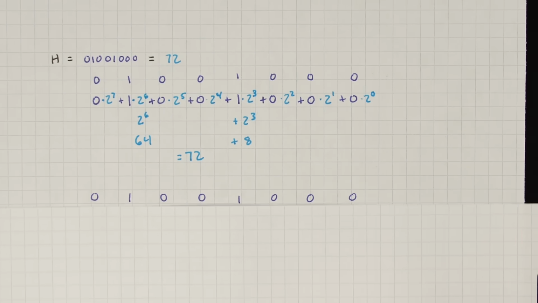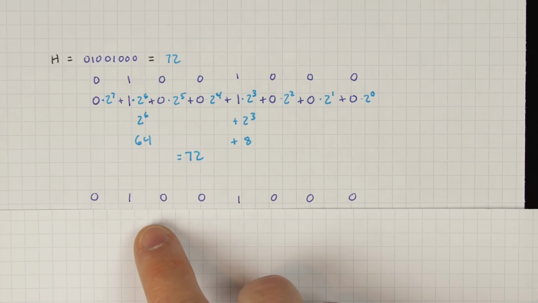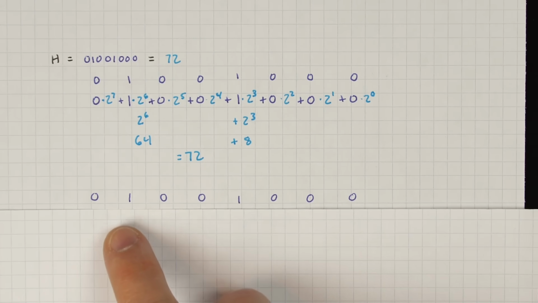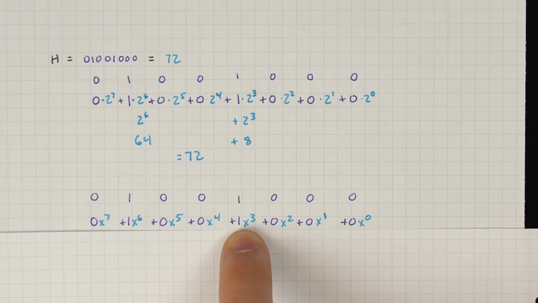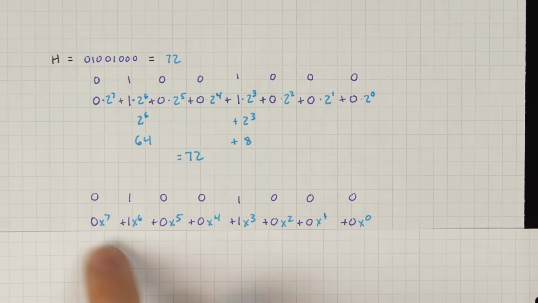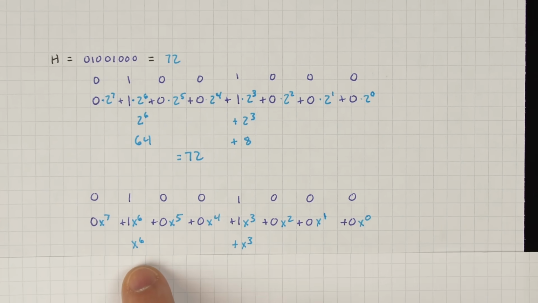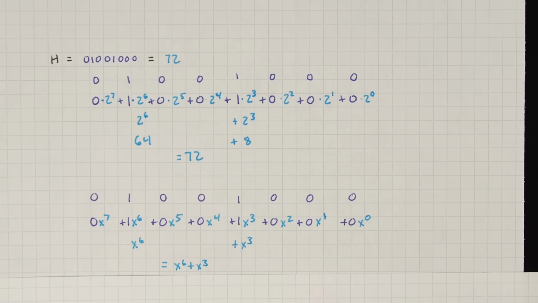So a trick that CRC uses to avoid carrying is to basically do the same thing, but replace all the powers of 2 with powers of x. Now each term is truly independent. If we add another 1 to this term here, it doesn't carry over. We just get 2x to the 3rd. It doesn't touch the x to the 4th term. And just like before, we can simplify by getting rid of all the 0 terms and end up with just x to the 6th plus x to the 3rd. So this is just a different way of representing this same binary string.